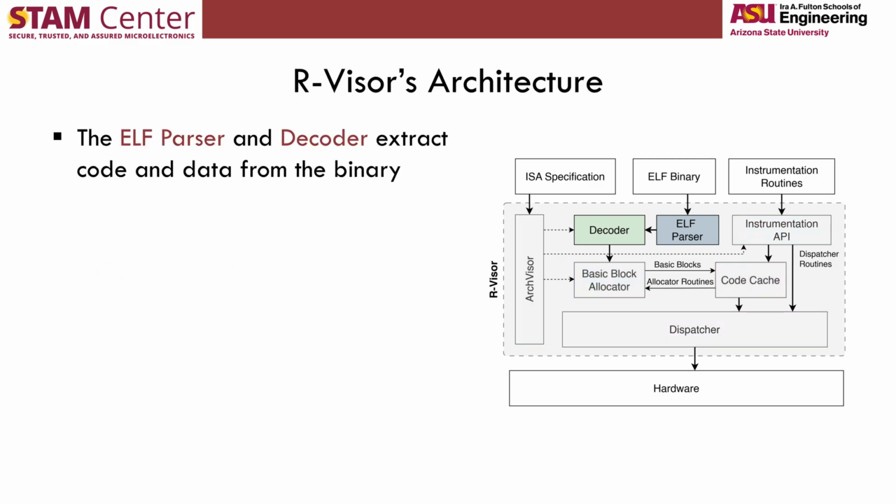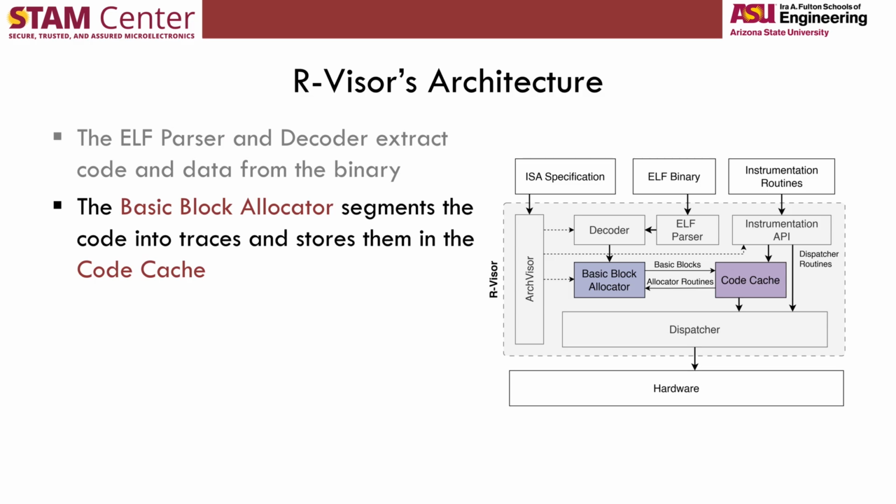Now let's take a look at the architecture of R-Visor. So first off, we start with a target binary, which is an ELF binary, and we send that to the ELF parser, which extracts the relevant segments from the binary. Next, the code gets sent to the decoder, which translates it into an interpretable form for the rest of the tool. Then we segment our binary into traces using our basic block allocator. So for the purpose of R-Visor, traces first start off as basic blocks, and these are stored in the code cache while keeping track of the locations of the various traces.